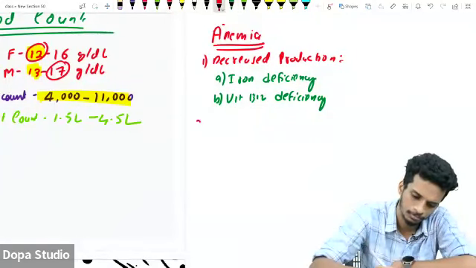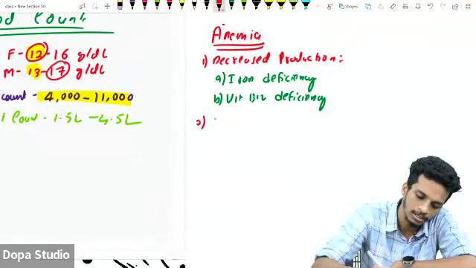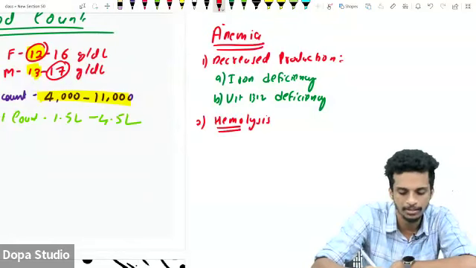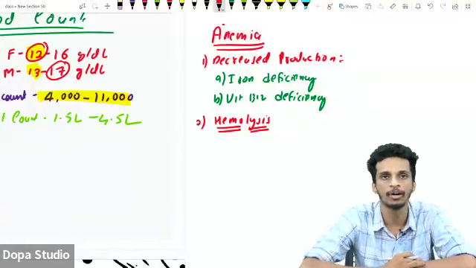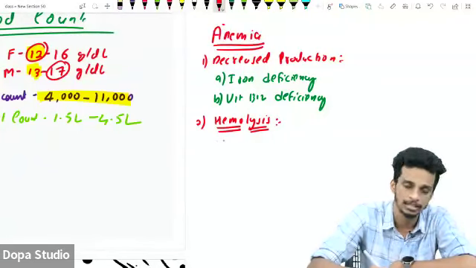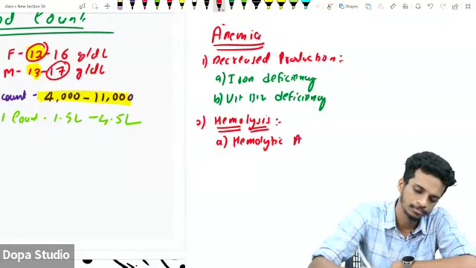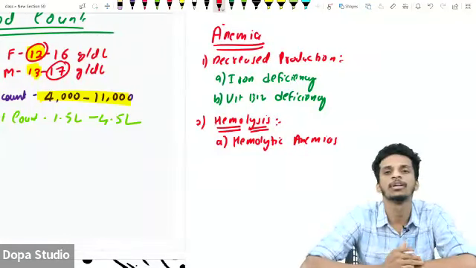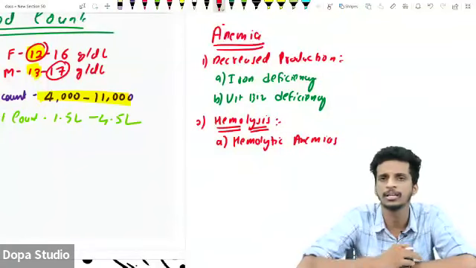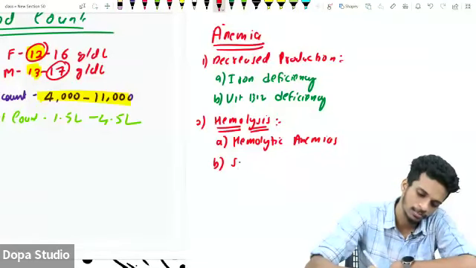Now, the patient can have anemia due to increased destruction. Increased destruction of RBCs, we call hemolysis. Hemo means RBC, lysis means destruction, and hemolysis means destruction of RBCs. So, we get hemolysis first in conditions like hemolytic anemias. We have many types of hemolytic anemias, such as sickle cell anemia. So in hemolytic anemias, we get hemolysis or increased destruction of RBCs. Second one is in splenomegaly.